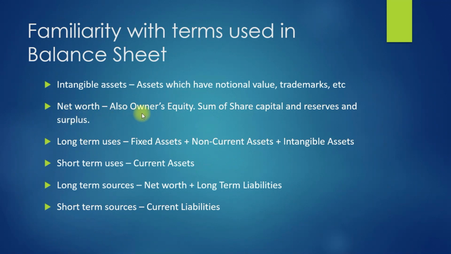Net worth, also owner's equity, sum of share capital and reserves and surplus, which is net worth. What are some of the uses? Long-term uses, which is fixed asset plus non-current asset plus intangible assets, which we have explained. Each of the items we have explained. Short-term uses are current assets. Long-term sources are net worth plus long-term liabilities. Short-term sources are current liabilities.